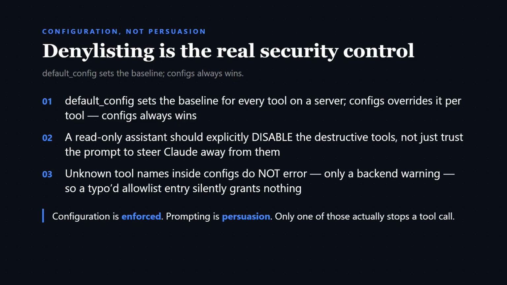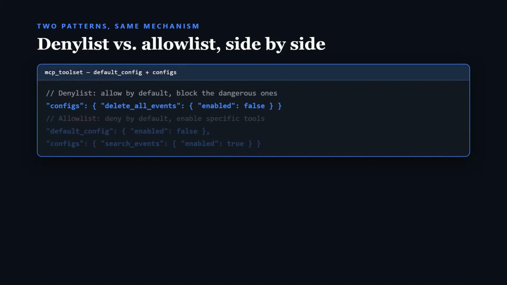Two patterns, same mechanism underneath. Denylist mode leaves everything enabled and explicitly disables the dangerous operations, delete_all_events in this example. Allowlist mode flips it: default_config disables everything, and configs turn specific, trusted tools back on one at a time. Both are just configs overriding default_config, resolved per tool.